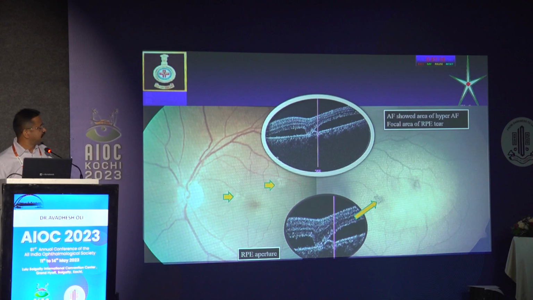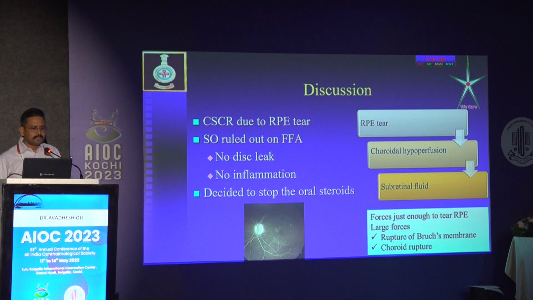However, with the multimodal imaging, when I zoomed into the OCT, I found that the outer retinal layers were dipping into the choroid here, and there was a very small RPE aperture, which was leading to this CSR. So this was a case of CSR due to an RPE tear. The sympathetic ophthalmia was ruled out based on the FFA. There was no disc leak and no inflammation, and I decided to stop the oral steroids. This was because of the small RPE aperture-like tear, which was picked up on multimodal imaging. There was most likely choroidal hypoperfusion, which led to collection of this subretinal fluid.